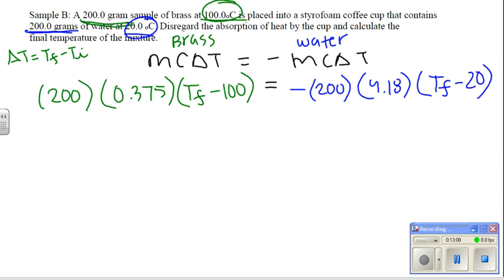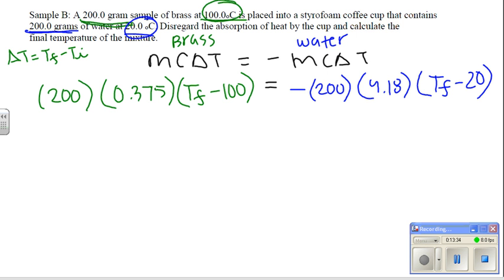Now, this may look overwhelming at this point. How am I going to solve for TF? It's in parentheses with something else attached to it. Let's try to simplify it as much as we can at first, okay? If you look at both sides, what I have in green and what I have in red, there's something in common. That is that the mass of the brass sample and the mass of the water are the same. Well, I can cancel these out, okay?